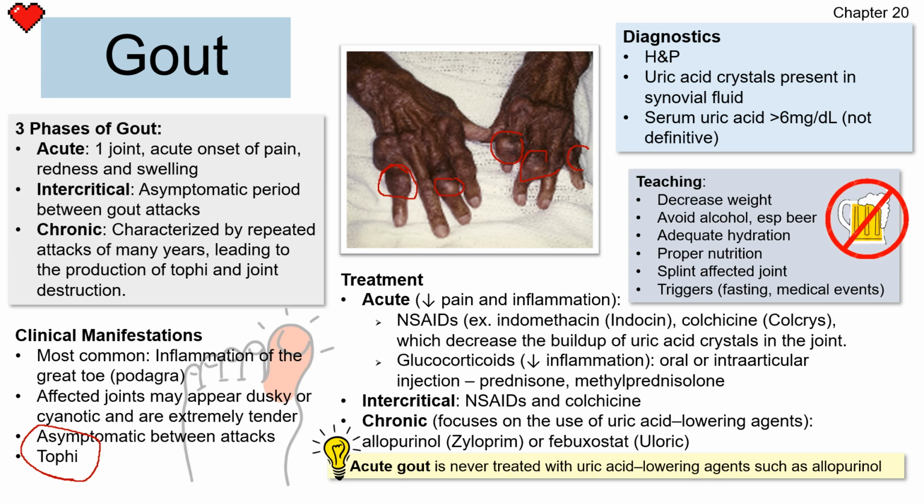So in the acute phase, we're just going to focus on decreasing the pain and inflammation. In the chronic phase, that's when we're going to try to reduce those uric acid levels so we can prevent further attacks in the future.